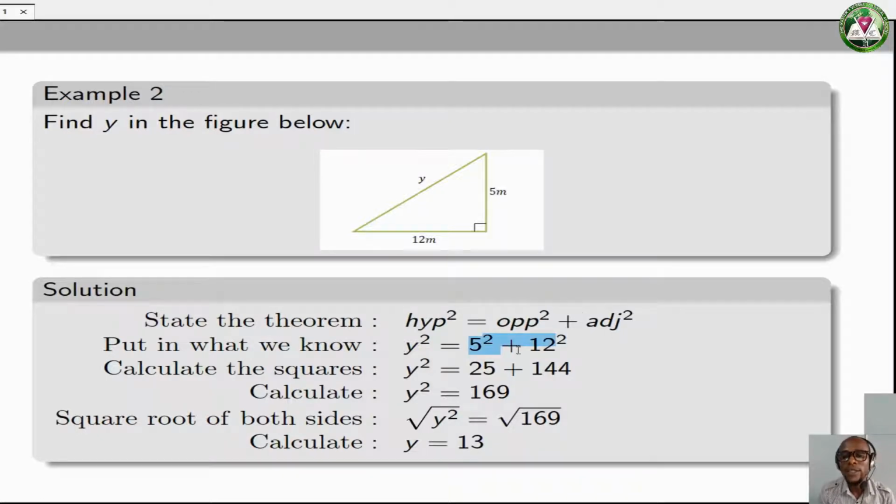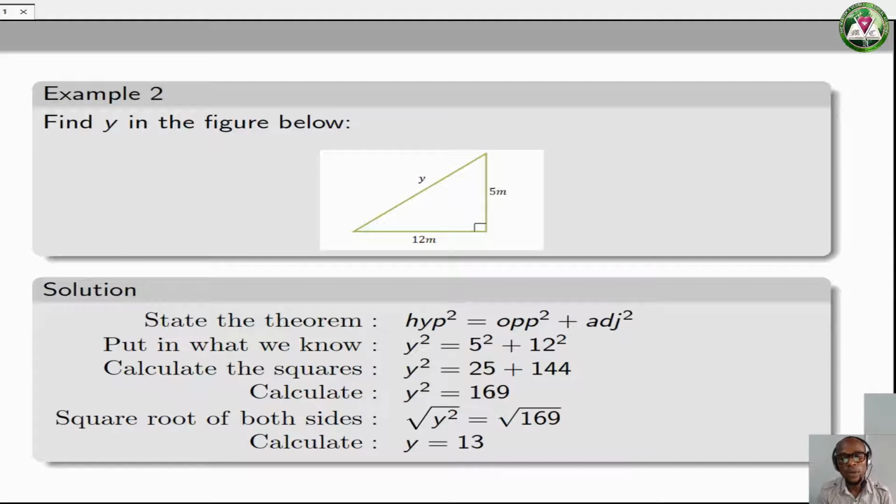Then adding it to the adjacent squared. Our adjacent there is 12 meters, so we have it as 12 squared. Having done that, we calculate the squares. So y squared is going to be equal to the square of 5, which is 5 times 5 is 25, plus the square of 12, which is 12 times 12 is 144.